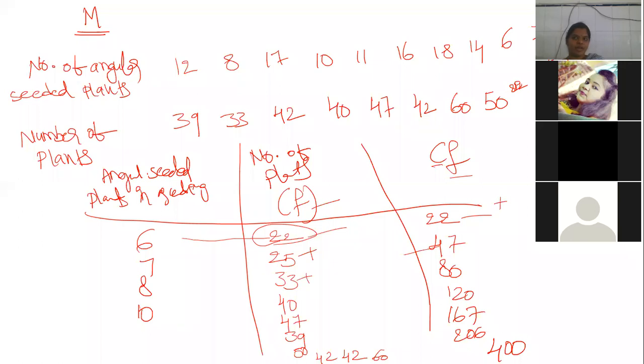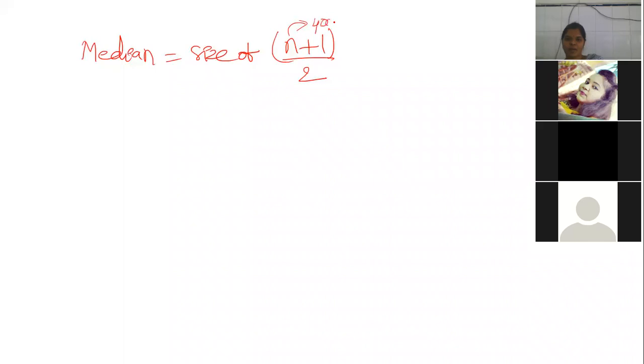The next important one is we need to calculate the median. Write down. Median is equal to size of what? N plus 1 by 2. So here you have to take N as the cumulative frequency total, the last cumulative frequency number. How much you will get in the last frequency number? That will be 400. So you have to take 400 plus 1 divided by 2. How much the answer will be? 200.5, ma'am.